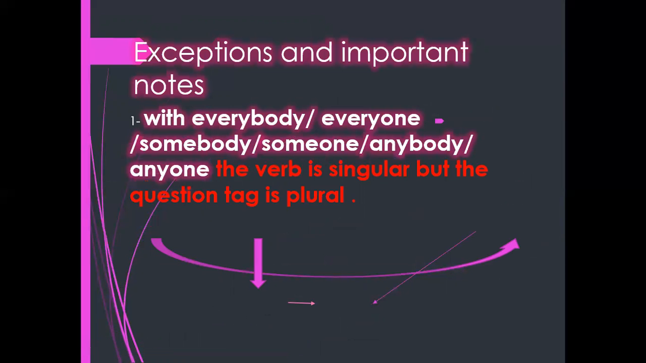Now we are going to start with exceptions and important notes. Exceptions, يعني حالات شاذة. The first one, with everybody, everyone, somebody, someone, anybody, anyone. إذا كان الفاعل إحدى الكلمات الآتية, the verb is singular, but the question tag is plural. يعني أنت بدك تتعامل مع الفعل في جملتك الستيتمنت إنه الفعل كان تعامل مع هاي الكلمات إنها مفرد, لكن بالquestion tag إحنا رح نتعامل معها إنها جمع.